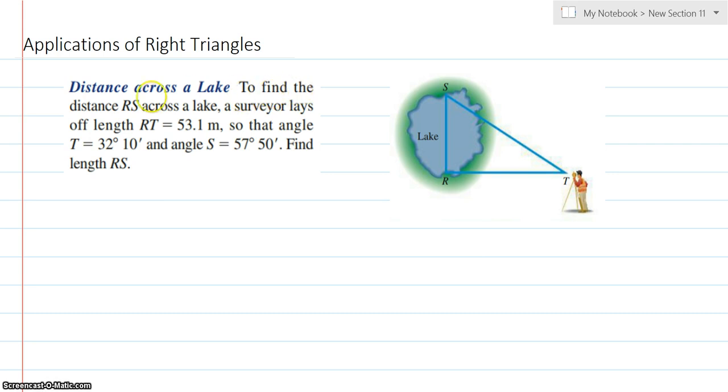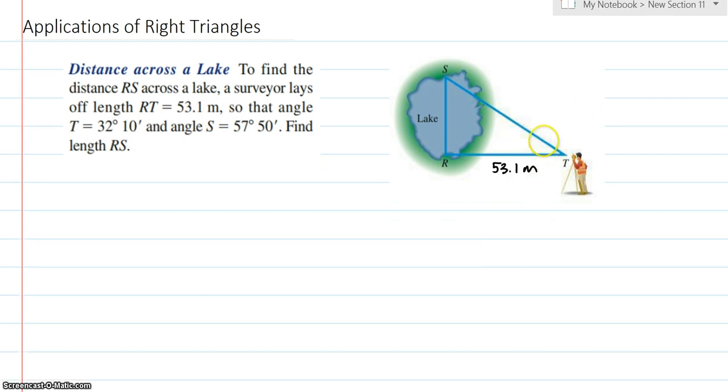So to find the distance RS across the lake, we have a picture here. A surveyor stands at a point T, and he realizes he can easily find this distance. So he measures that off. He lays off length RT to be 53.1 meters. And he then measures that angle T, from TR to TS, to be 32 degrees and 10 minutes. How does he do that?